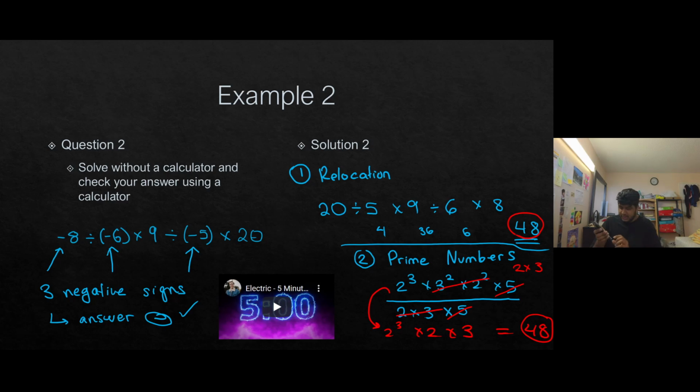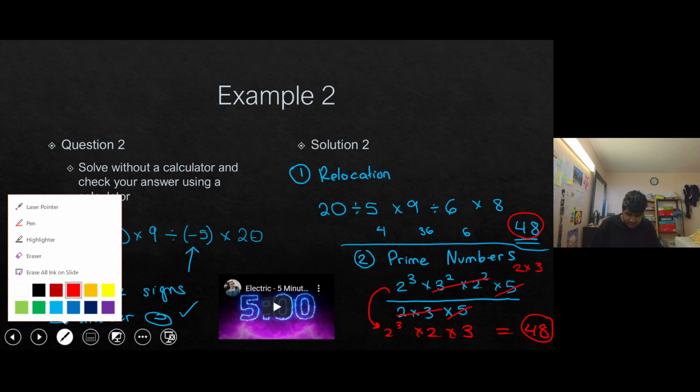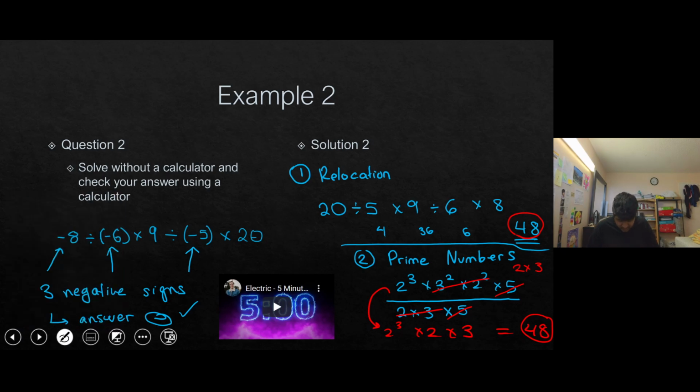Let's go ahead and do that quickly. So I have negative 8 divide by -6 times 9 divide by -5 times 20. And this gives us the exact answer we were looking for, which is -48. So there is one small mistake in the work we've done so far. I told you at the beginning the answer was negative, which is right here, but I forgot about this. So this is -48, and this is also -48.